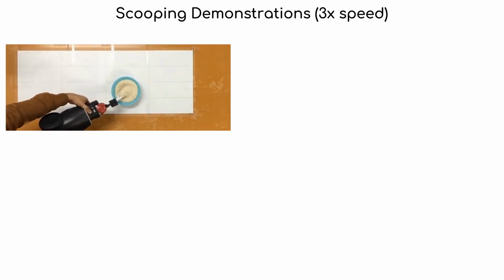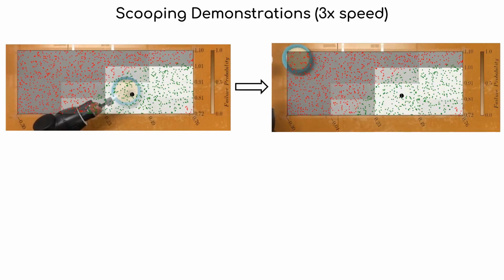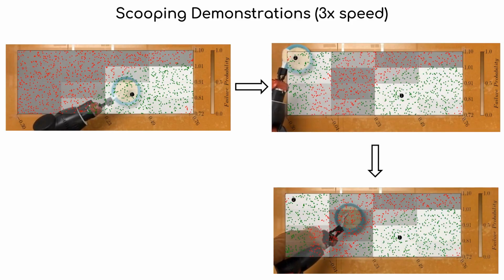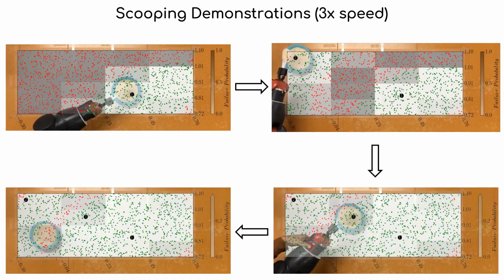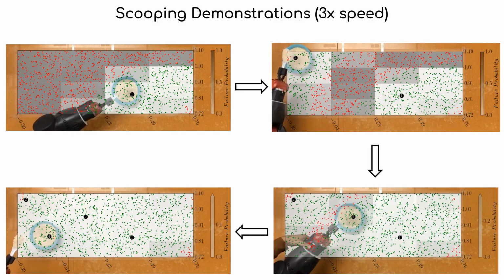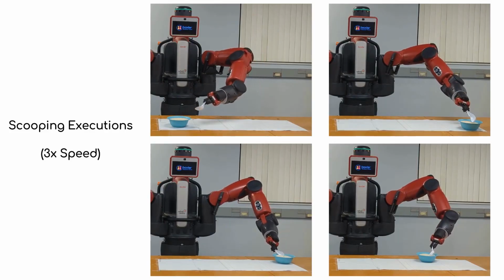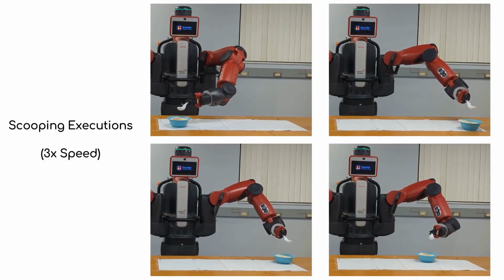Similarly, for the scooping task experiment, the robot required 4 demonstrations to achieve the 95% confidence. Here, we are showing the acquisition process and the corresponding evolution of the robot's belief sequentially. Finally, we used the collected demonstrations to perform arbitrary scooping task executions.